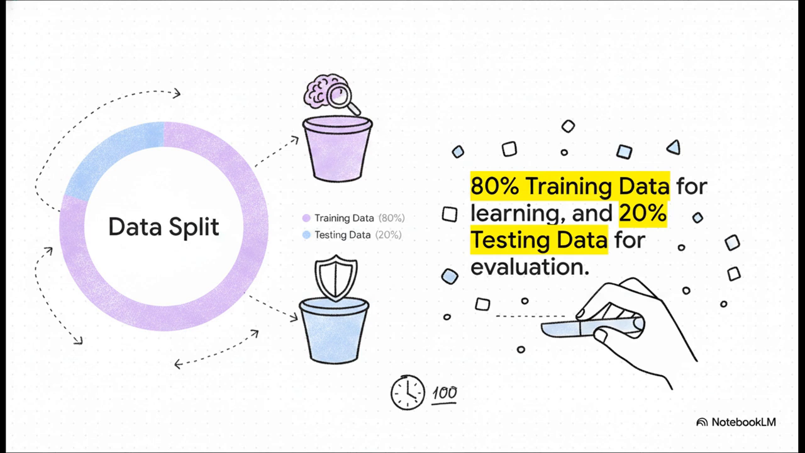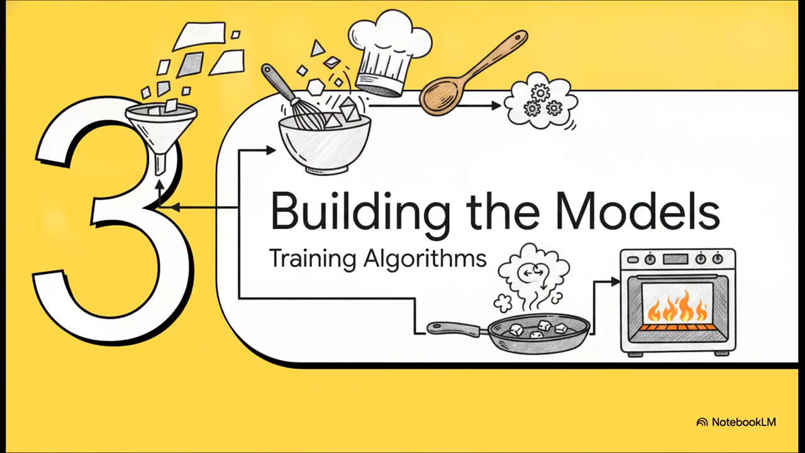That 80% is what our model actively studies to find patterns. The 20% is locked away like a blind final exam to see how well the model actually handles completely unseen data. Which brings us to step 3, building the models.